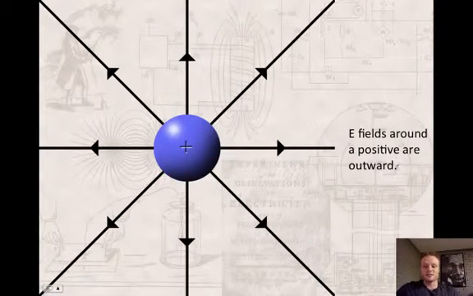Electric fields around a positive source charge are outwards, and the reason why is if I were to put a positive test charge in here, it is going to be repelled by this source charge. Okay.